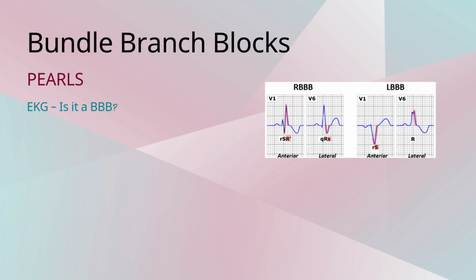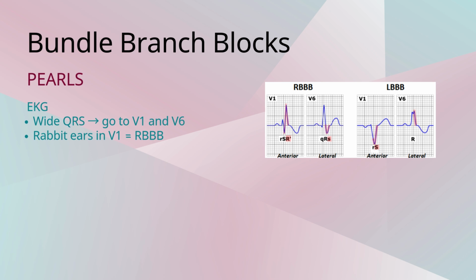So, in summary, if you see a wide QRS and you want to figure out if it's a right or left bundle block, start by looking at V1 and V6. If there's rabbit ears in V1, you have a right bundle branch block. Broad, notched R waves in the lateral leads, you have a left bundle branch block.